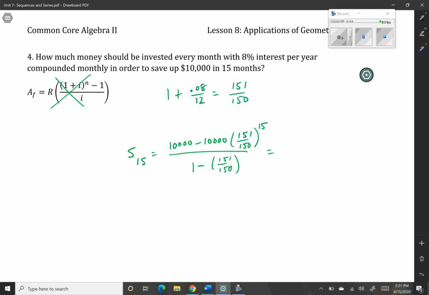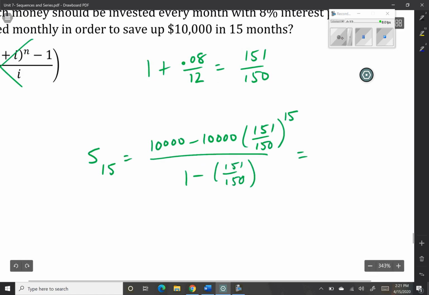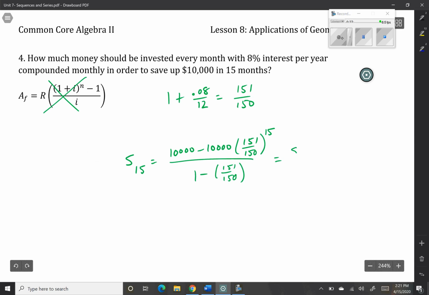So if I do 10,000 minus 10,000, make sure you have the right number of zeros and all those big numbers, times the common ratio to the 15th power, over 1 minus the common ratio. And we get its money. So we'll say $157,206.33.